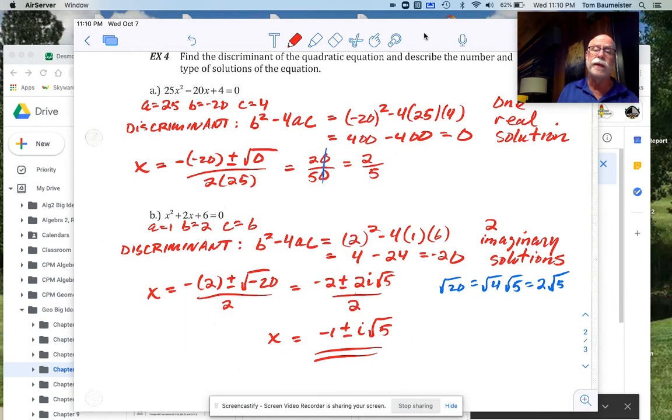Pretty straightforward today. Quadratic formula is one of the easiest things to use once you get used to plugging it in your calculator.